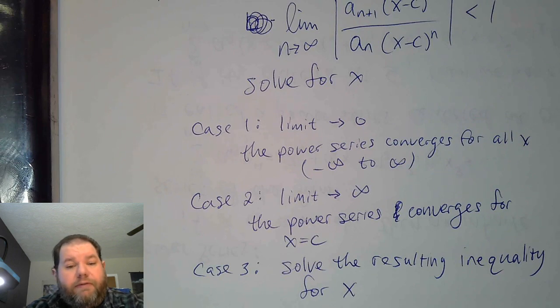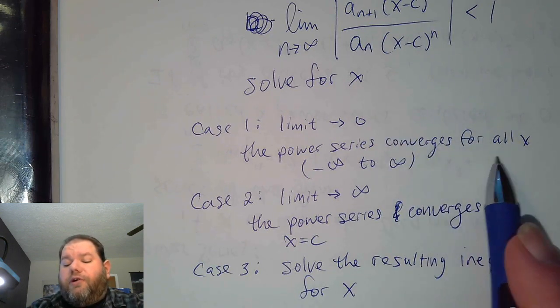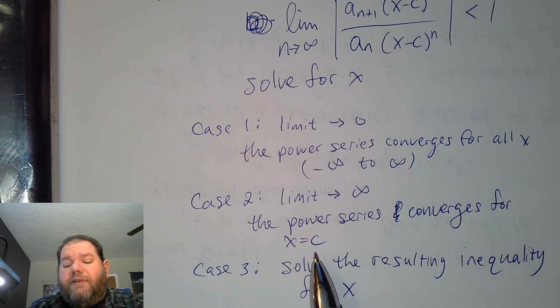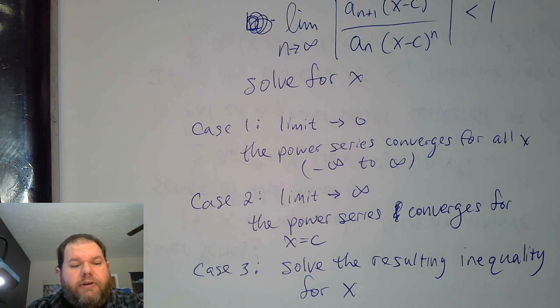So those are the 3 different things that can happen when we look at this ratio test for power series. Either the limit goes to 0 and it converges for all x, the limit goes to infinity and it converges only for x equals c, or we end up with an inequality to solve and we solve it. And we'll talk about that when we get to it, because it does require some different things. Ultimately, it's an absolute value inequality, which means it becomes a compound inequality.